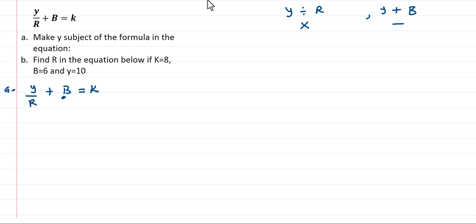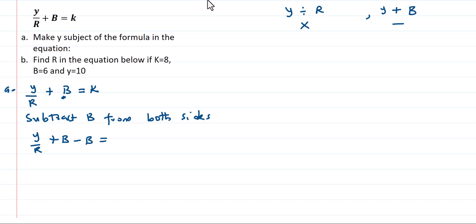So to do that, we'll have to subtract B from both sides, such that we'll have Y over R plus B minus B is equal to K minus B. The B is cancelled out to have Y over R is equal to K minus B. We did this simply because B is farther and R is closer. So we start from the one that is far from our variable to clear. So we are done with B.